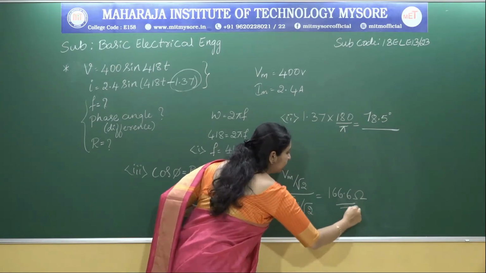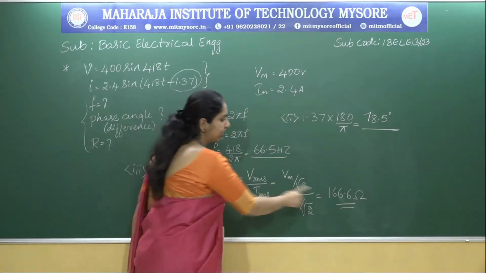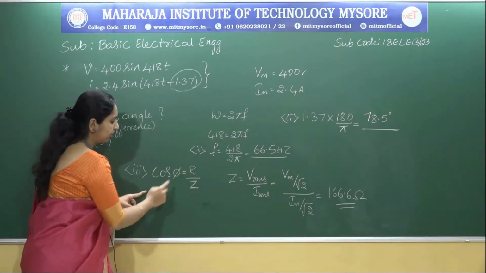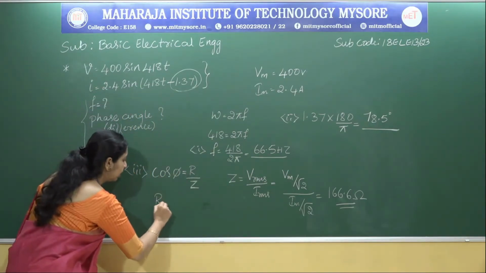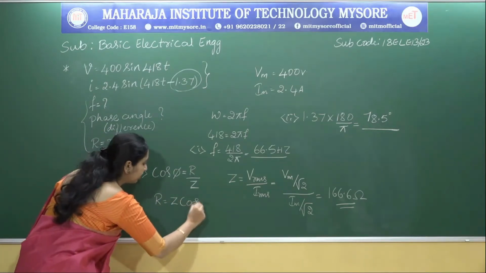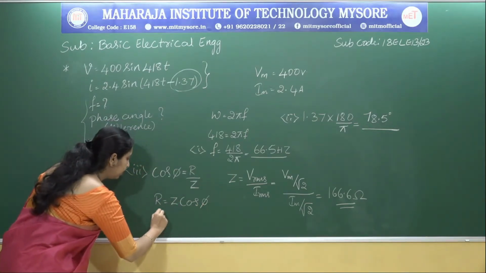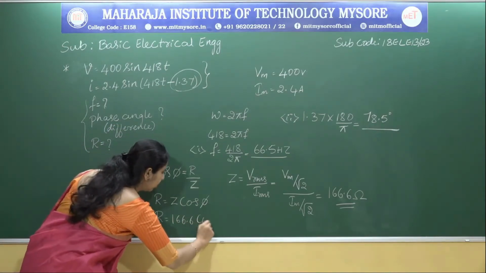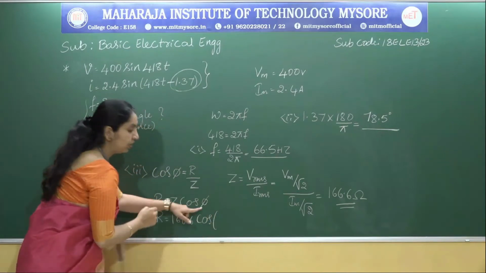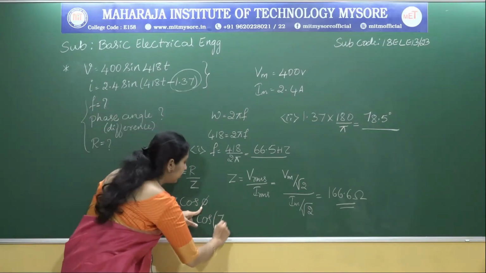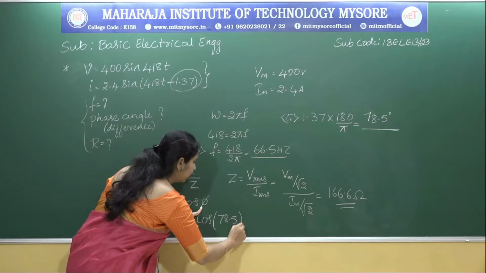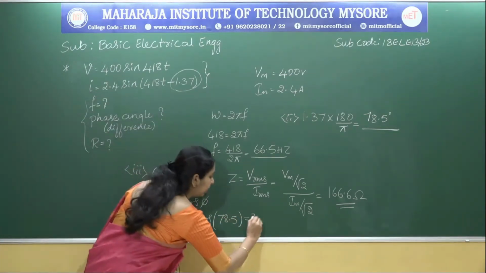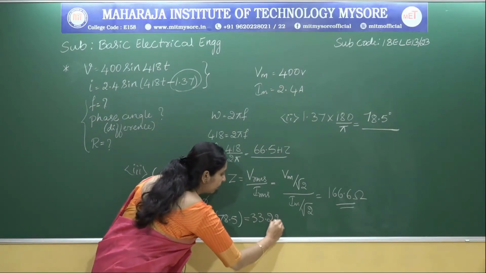We get 166.6 ohms as the impedance. Once we have the impedance, we can substitute it to calculate R, because R is equal to Z into cos phi. So R is equal to 166.6 cos of 78.5 degrees, and after simplifying this equation we get 33.22 ohms.